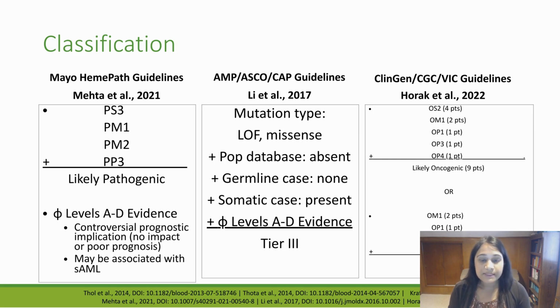Note that one reason it may not align is dependent on whether or not the functional data would be considered sufficient for application of OS2. The functional study does demonstrate loss of a function that is typically associated with the SMC3 protein, but it does not result in increased cell proliferation or tumor formation. If functional data couldn't translate to at least supporting level evidence, even the ability to add an OP3 for the 3 confirmed somatic cases would not lead to a likely oncogenic classification.